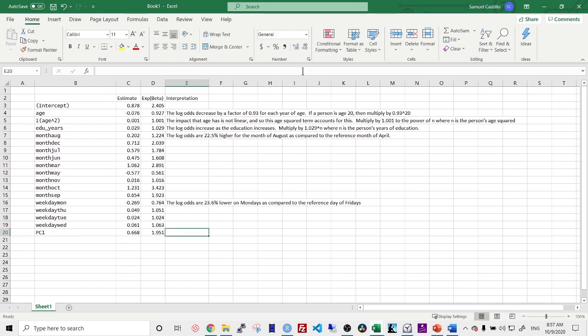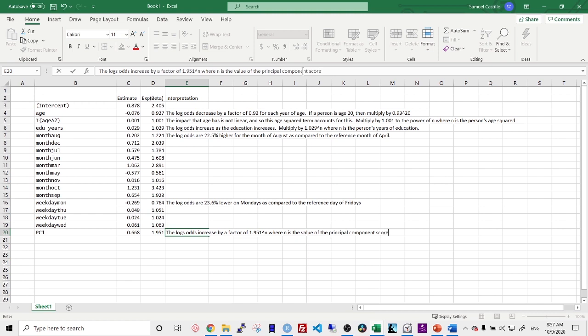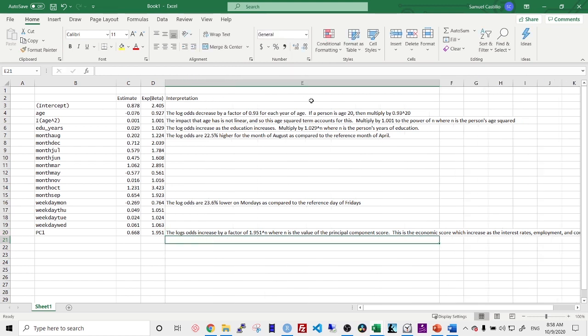And then the principal component. So remember that this is another numeric variable. So the log odds increase by a factor of 1.951 to the n, where n is the value of the principal component score. So remember, this is the economic score, which increases as the interest rates, employment, and confidence index increase.